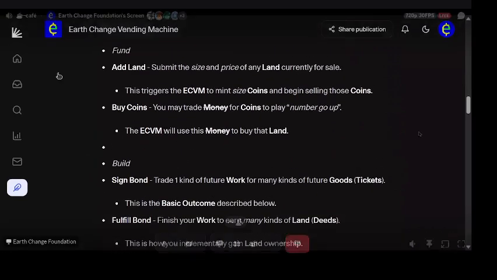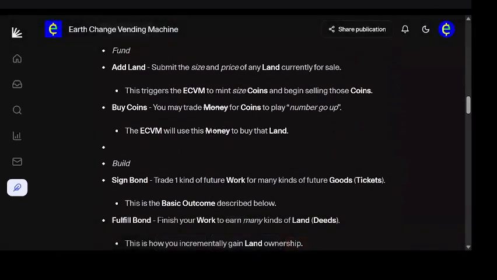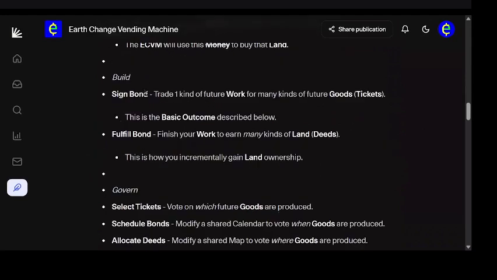Anyway, once they get the coins, they don't have any say, no governance, no ownership. They're just playing the coin game. Then most likely a different set of people will come in to do the building.